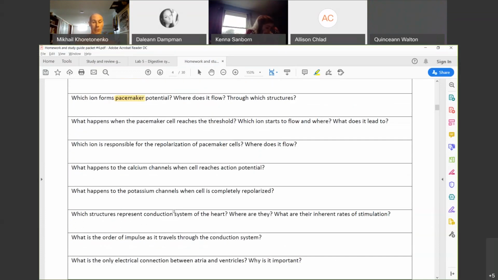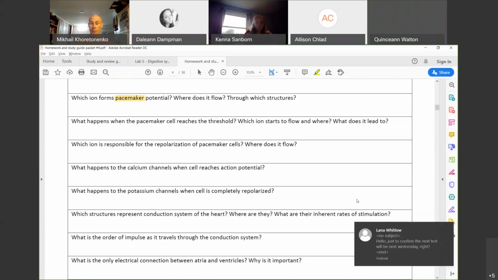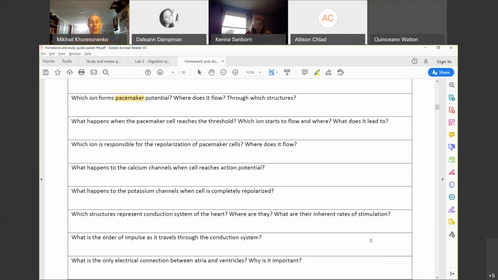Structures that represent the conduction system of the heart: SA node, AV node, bundle of His, Purkinje fibers. The order of the impulse is from the SA node to the AV node to the bundle of His, or atrioventricular bundle, to the Purkinje fibers. The only electrical connection between atria and ventricles is the AV node. It's important because the impulse that originates in the SA node is delayed at the AV node. So atria contract first and ventricles contract second.